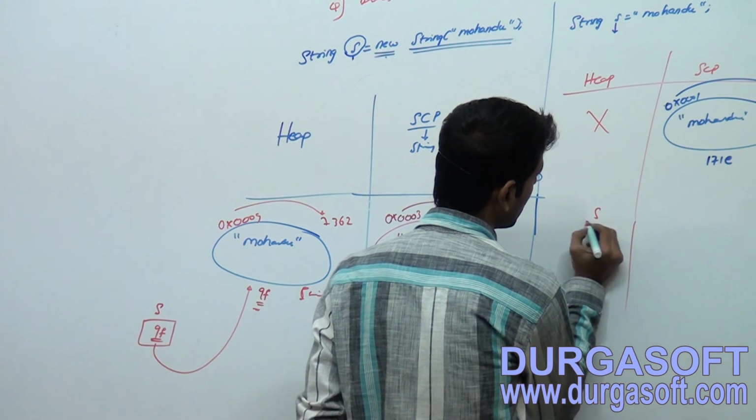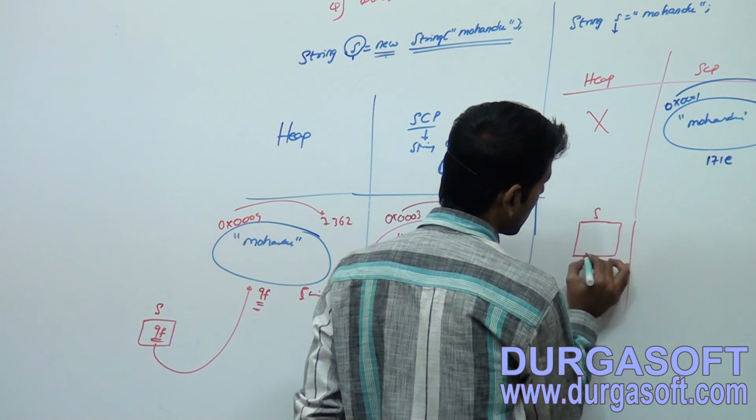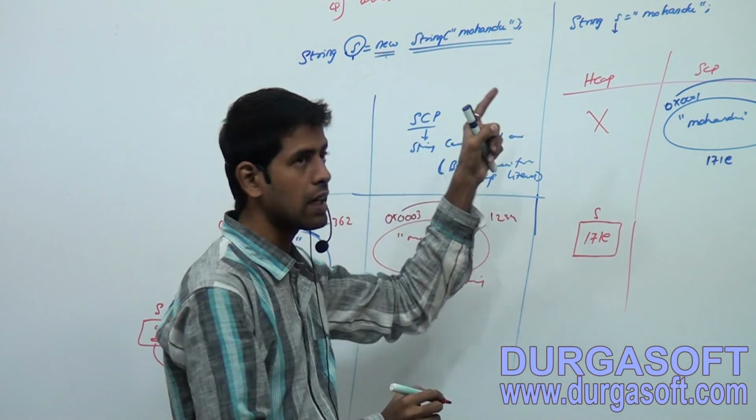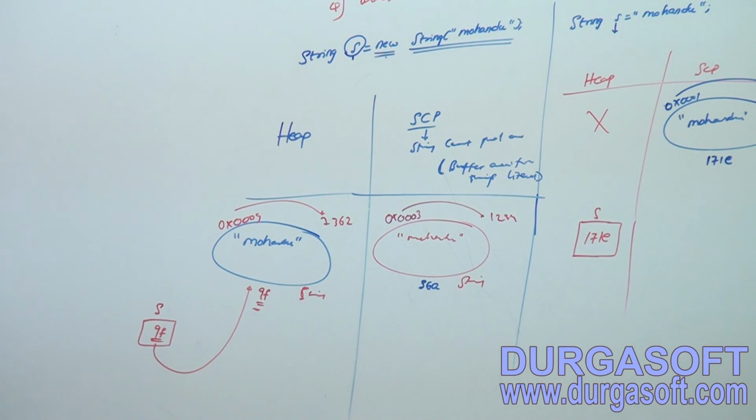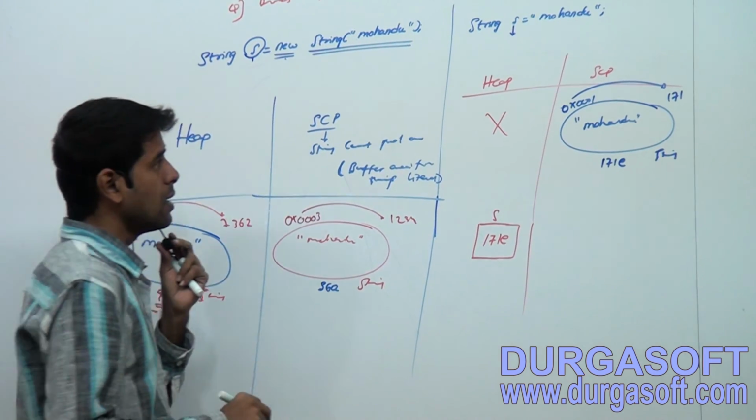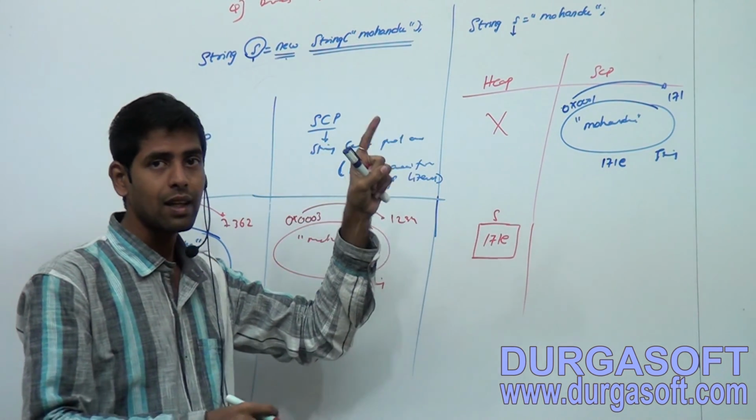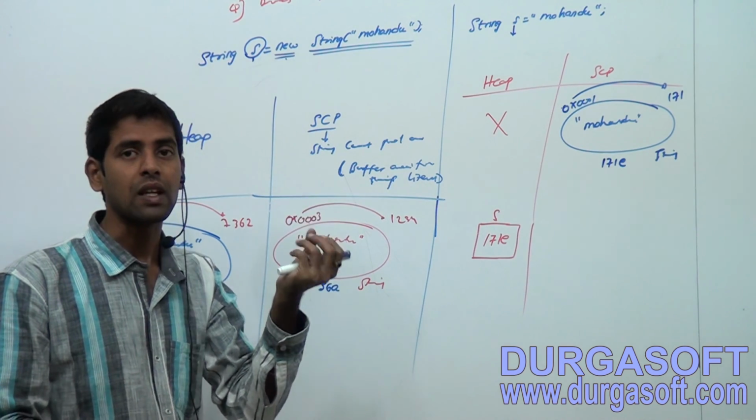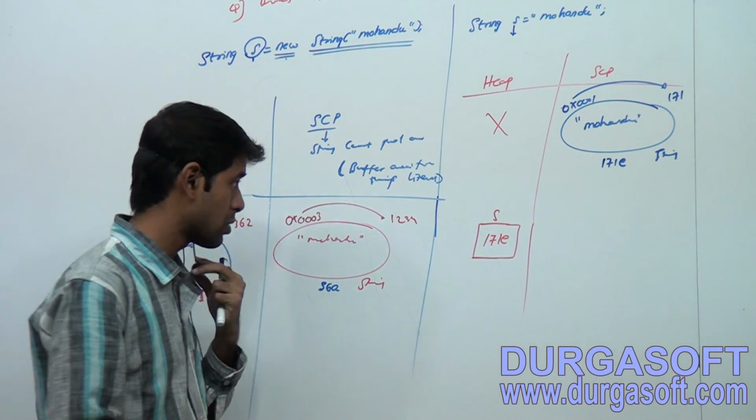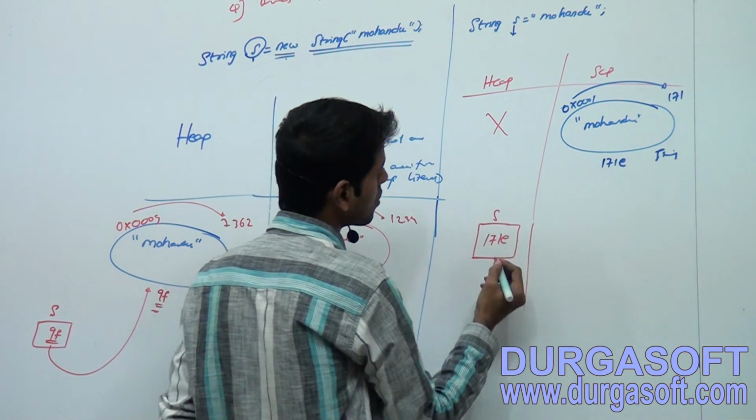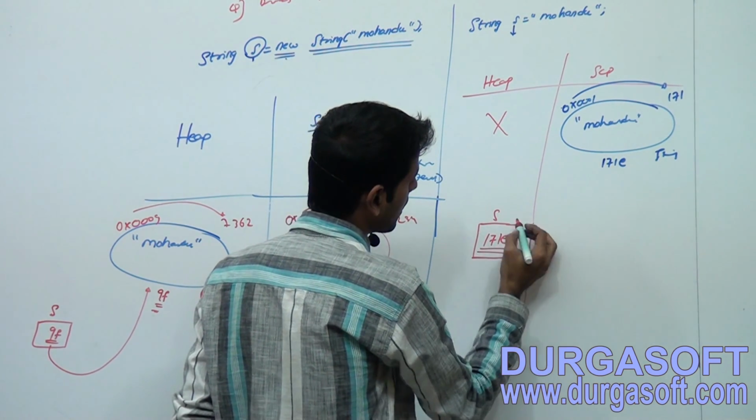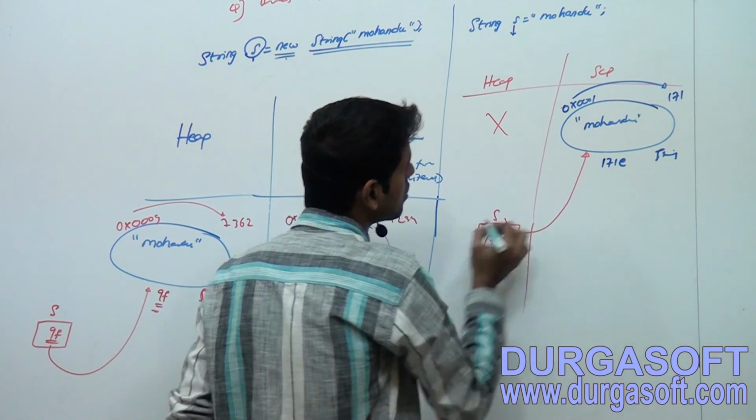This S variable will get stored at stack. Okay, 171E, based on the category. I mean, based on which type of category the variable is: we have instance variables, static variables and local variables. So based on that type it will get stored. Now S equals what? 171E. So this S is referring to this object.